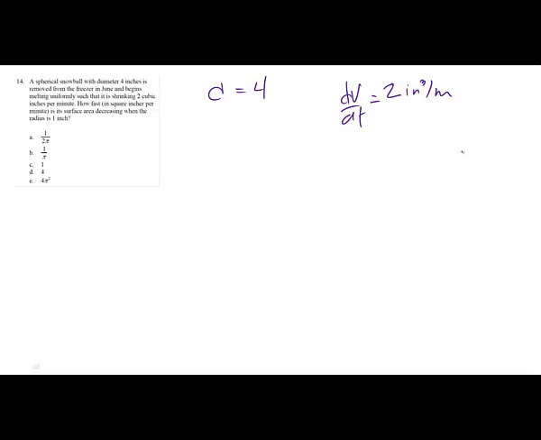How fast? So they're wanting us to find dA/dt, right? Because they're talking about the area decreasing when the radius, so at that moment radius equals 1. Sorry, I used a parentheses instead of quotes. All right, so first of all, I need the volume of a sphere. I believe it is 4/3 pi r cubed.